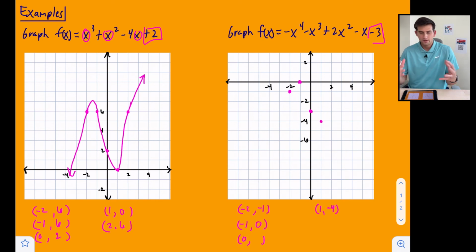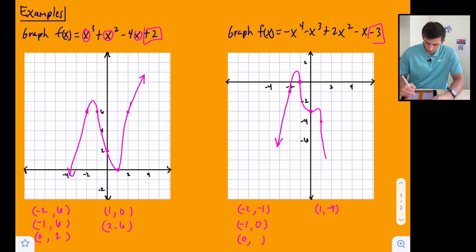All right, so now we have these 4 points. We know it's supposed to look like some kind of M, right? So once we connect these, let's go up a little bit and then down here, okay? And then we're going to come up with this one and then down a little bit right there, okay? So our end behavior, we know we're going down, right? As x approaches positive and negative infinity, as we go to the left and to the right, y or f of x is approaching negative infinity, right? So that's what our graph is going to look like.